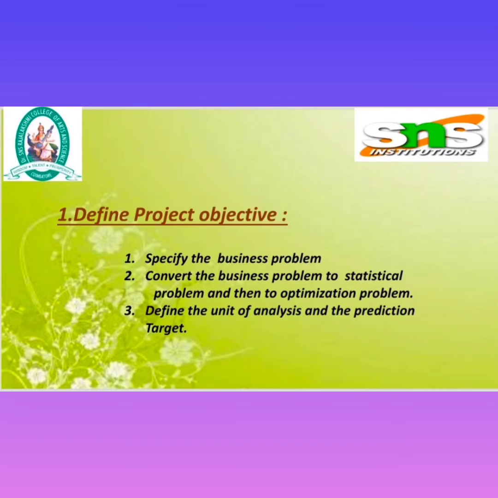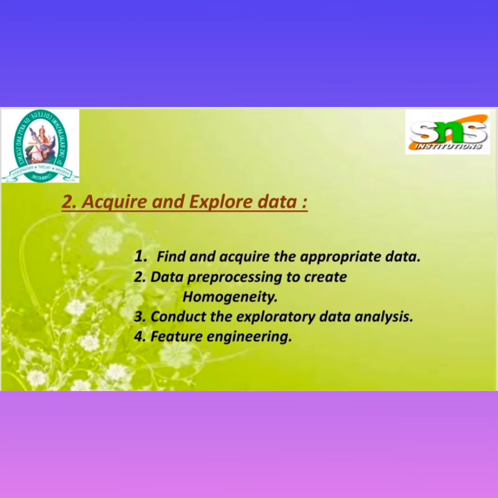Define project objective. Specify the business problem, convert the business problem to a statistical problem and then to an optimization problem. Define the unit of analysis and the prediction target. Acquire and explore data. Find and acquire the appropriate data. Data pre-processing to create homogeneity. Conduct the exploratory data analysis. Feature engineering.